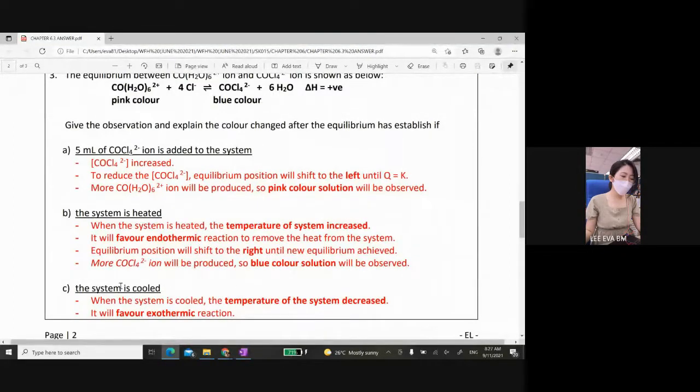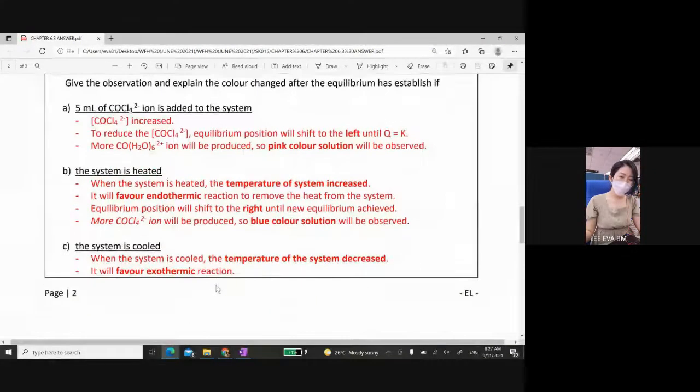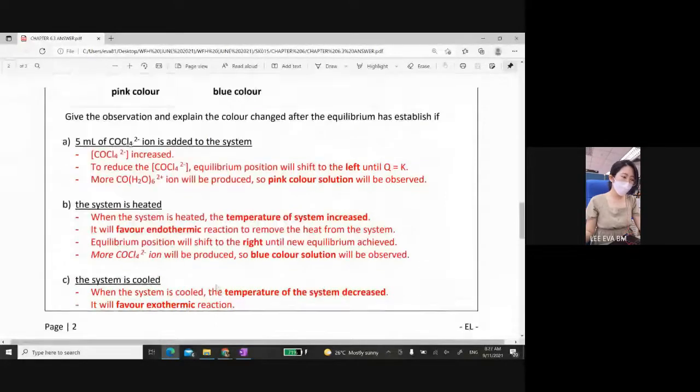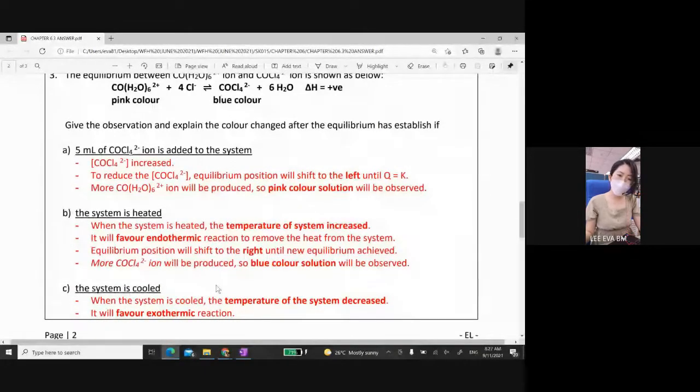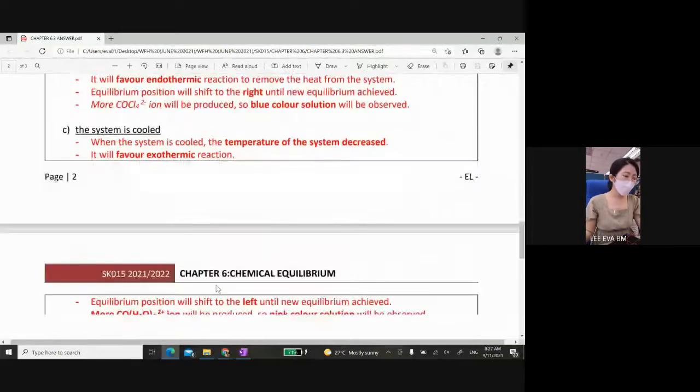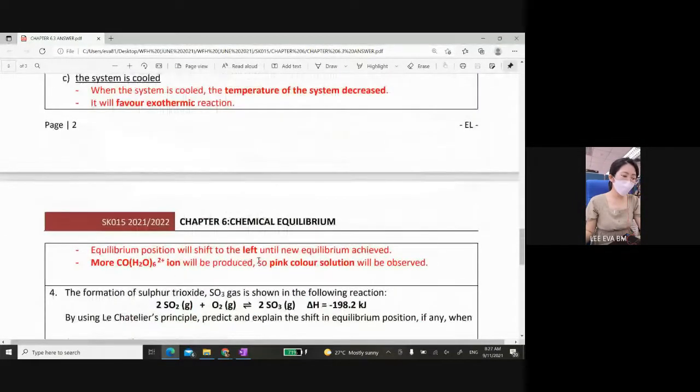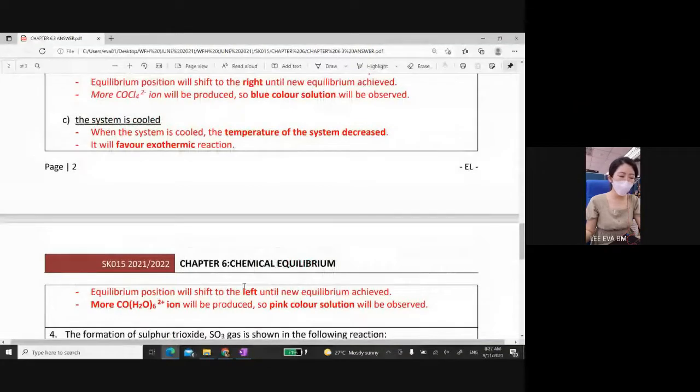And then the last one, system is cooled. That means the temperature decreases, favor exothermic reaction. So the down got some more explanation. Have you done screenshot for this one? Madam, ni ada dalam draft yang madam? Sorry, nanti Madam akan upload dalam drive juga lah. Okay, so equilibrium will shift to the left. This one is for system is cooled. So more Co(H2O)6 2+ complex ion will be produced and pink color solution will be observed.